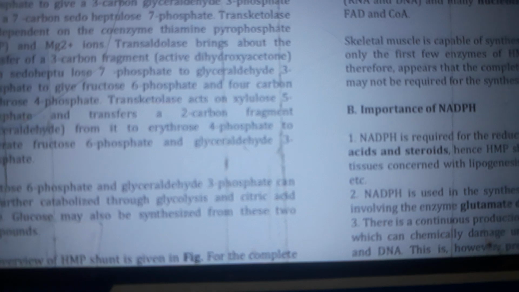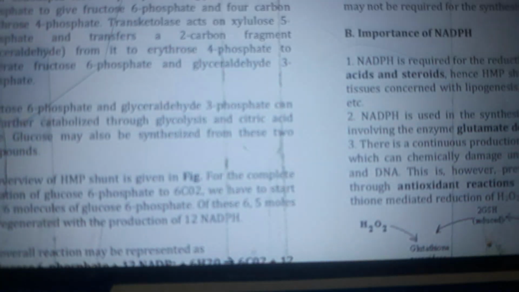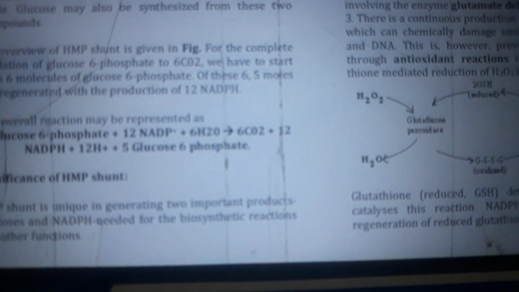Transaldolase brings about the transfer of a 3-carbon fragment, active dihydroxyacetone, from sedoheptulose 7-phosphate to glyceraldehyde 3-phosphate to give fructose 6-phosphate and 4-carbon erythrose 4-phosphate. Transketolase acts on xylulose 5-phosphate and transfers a 2-carbon fragment from it to erythrose 4-phosphate to generate fructose 6-phosphate and glyceraldehyde 3-phosphate. Fructose 6-phosphate and glyceraldehyde 3-phosphate can be further catalyzed to glycolysis and the citric acid cycle. Glucose may be synthesized from these two compounds. An overview of HMP shunt is given in the figure.